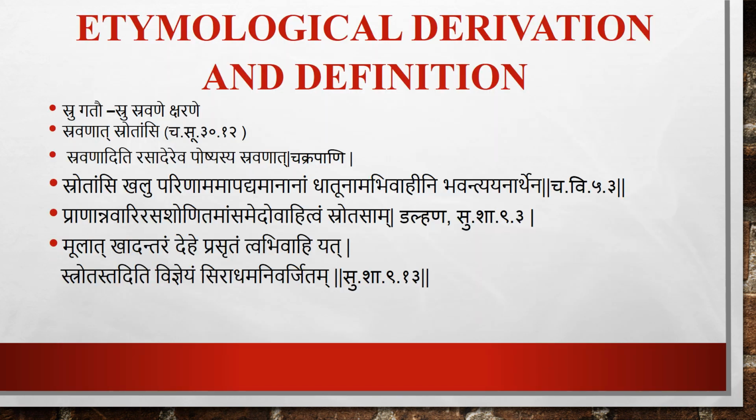Now, first is the etymological derivation and definition of the term Srotas. The word Srotas is derived from the Sanskrit root Sru Gatau or Sru Sravane Ksharane, which means movement, to flow, to ooze, to filter or to exude. Now we try to understand the definition of the term Srotas through different Acharyas' views.